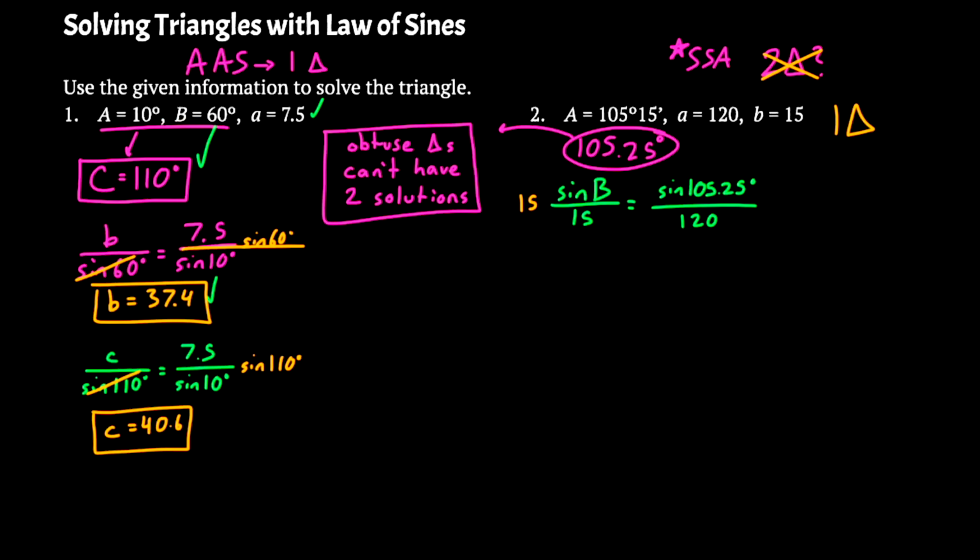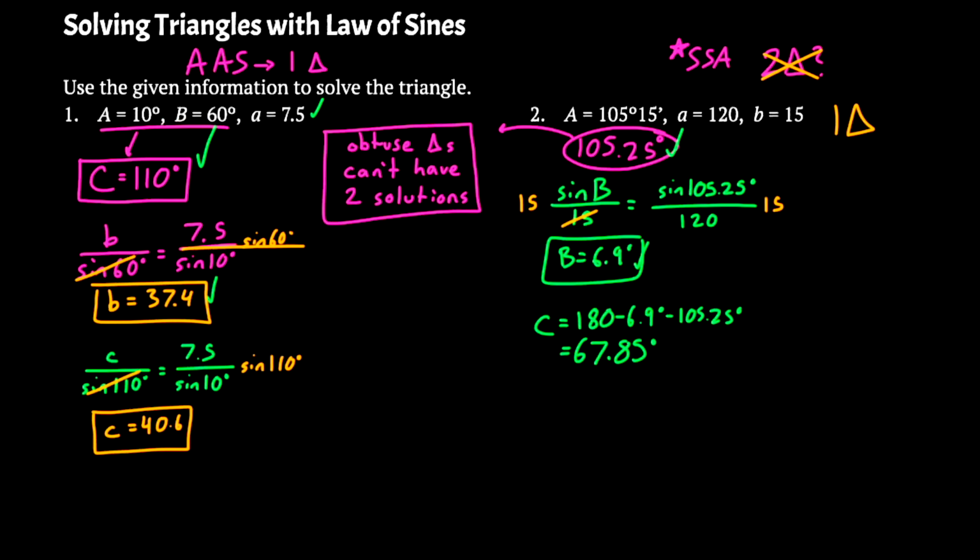Now to solve this equation, again, we just want to multiply 15 on both sides to get that out of the denominator, and then just type this into your calculator. So sine of 105.25 times 15 over 120. And doing that should get you 6.9 degrees for B. And now that we have two of the angles, I'm just going to find the third one right away. Since all three angles add up to 180, I'll say 180, subtract the 6.9 that we just got, and then subtract the 105.25 from the beginning of the problem. That should get you 67.85 degrees.